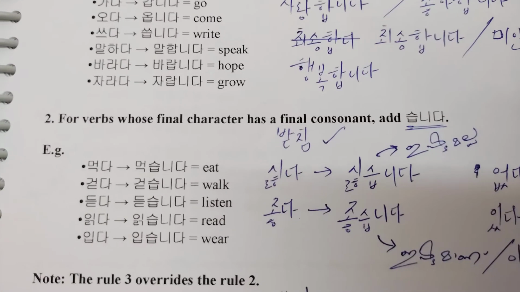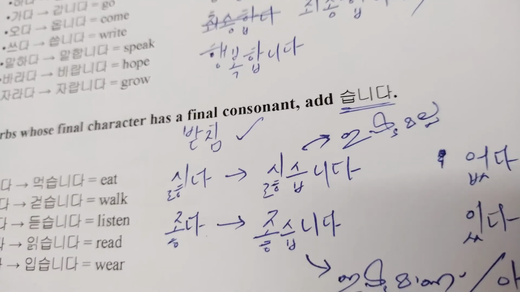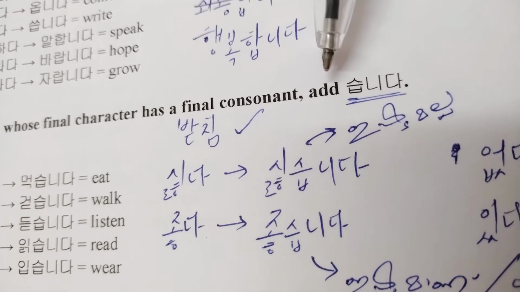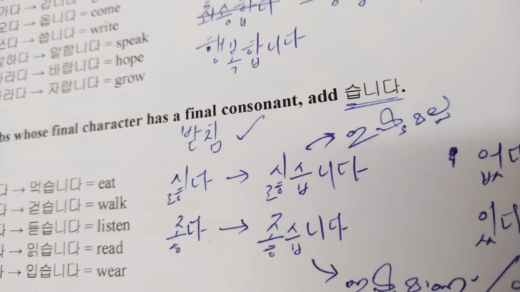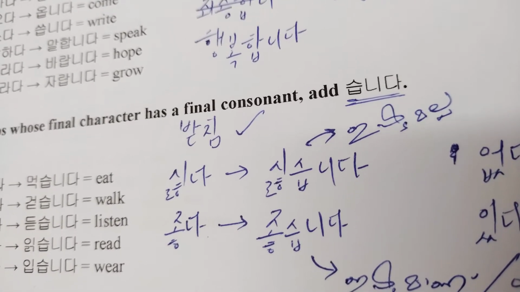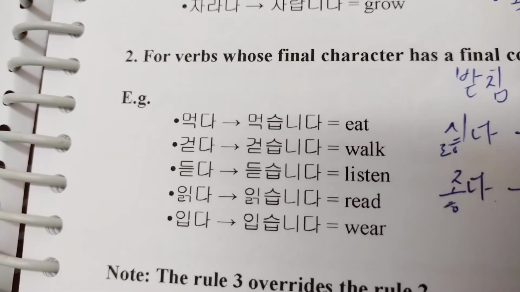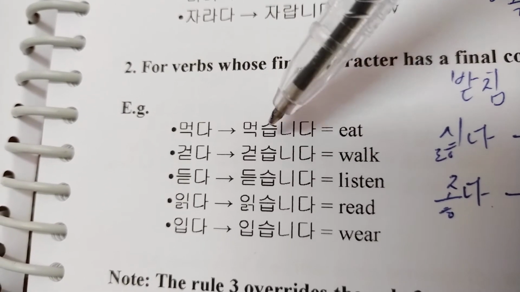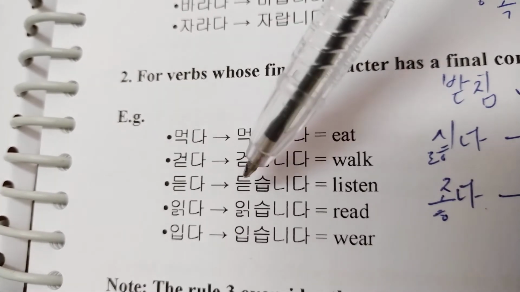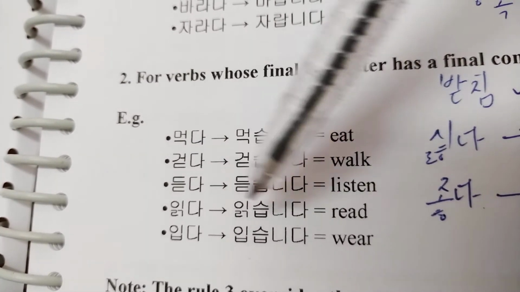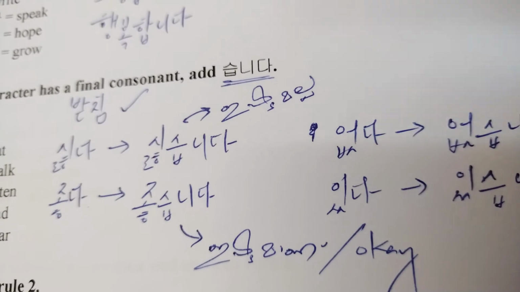And the next is those that have batchim. In case it has a batchim, you don't really need to give it a batchim, of course. What you would do is, in place of the 다 you took off at the end, add 습니다. So those who don't have batchim would become ㅂ니다, and those who have batchim would end with 습니다. 먹다, 먹습니다. This is something that we started our class with. 걷다, 걷습니다. 듣다, 듣습니다. 읽다, 읽습니다. 입다, 입습니다.